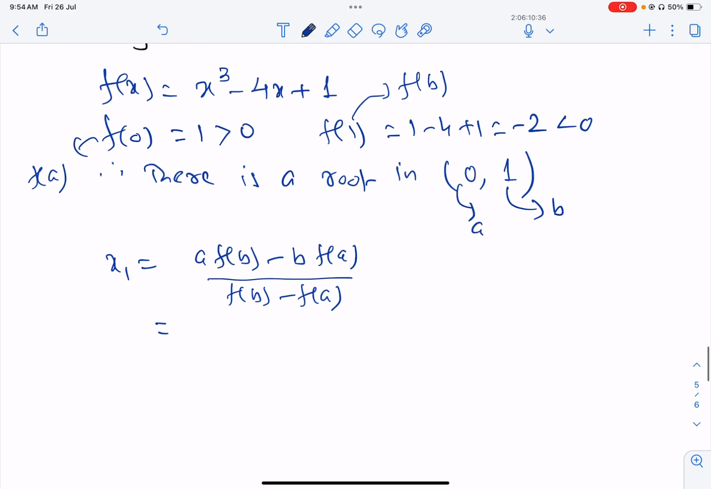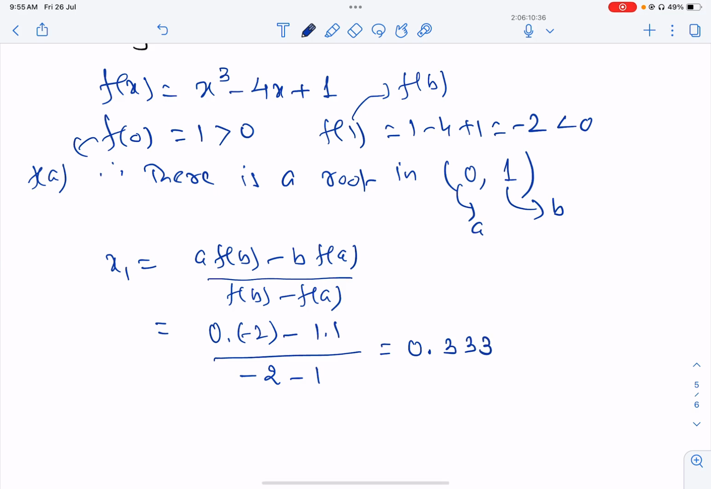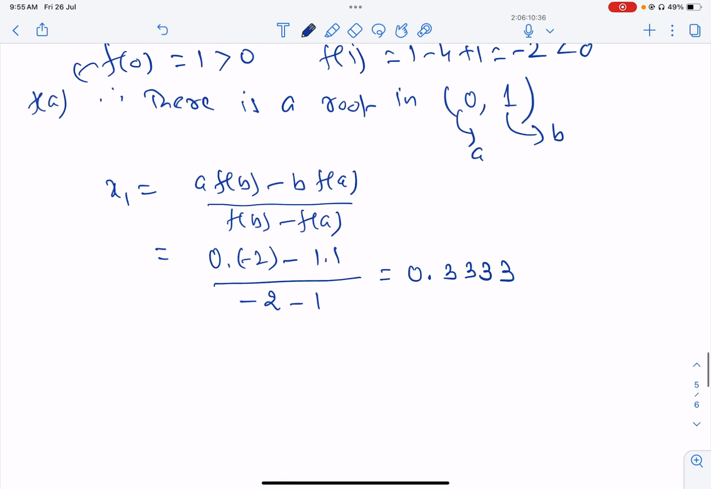And so here A is what? A is 0, f(B) is minus 2, minus B is 1, f(A), f(0), that is 1, upon f(B), which is minus 2, minus f(A). f(A) is 1, and we simplify, we'll get 0.3333. So this is our x1.